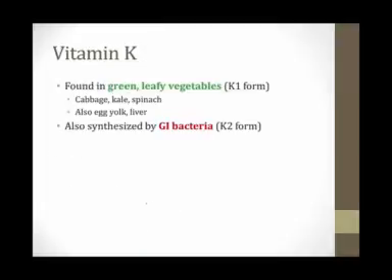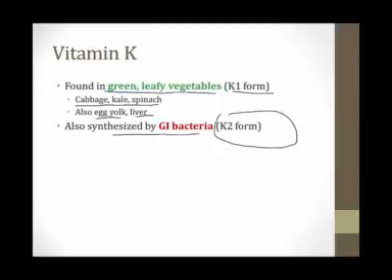There are 2 forms of vitamin K. One form is called the K1 form. It's found in green leafy vegetables, things like cabbage and kale and spinach. You can also find it in egg yolk and in liver. The second form comes from bacteria. The bacteria in your gastrointestinal tract synthesize this, and you get a lot of vitamin K from that source.